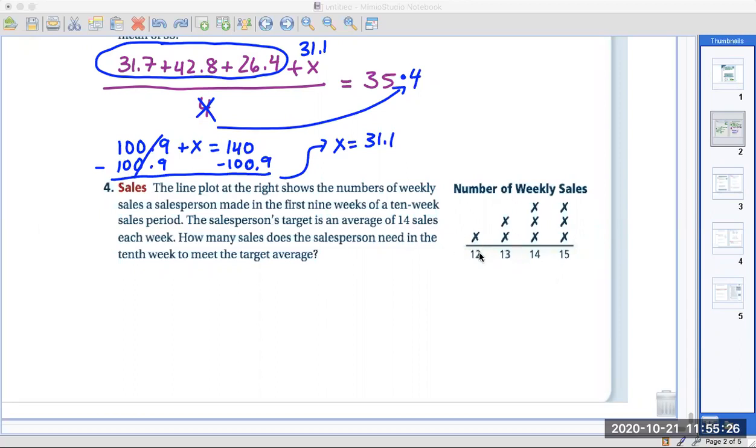Each X is 12. Here it's 13. Here it's 14. Here's 15. 9 weeks. So the salesperson's target, or what he wants to achieve, because salespeople make commission, they get a little bit of money for each item they sell. So that's how they make their money.